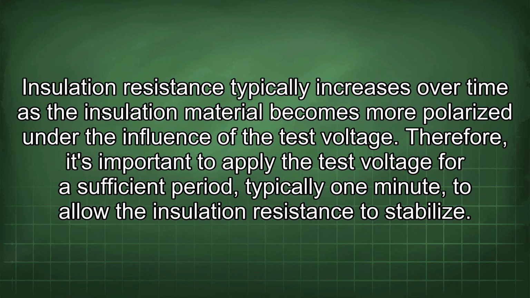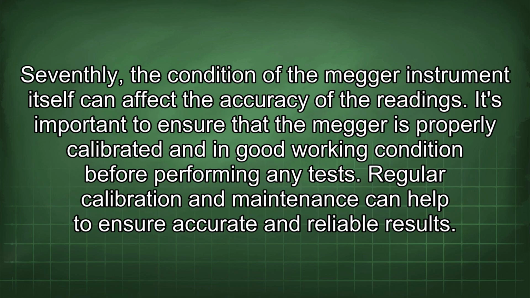Sixthly, the duration of the Megger test can influence the reading. Insulation resistance typically increases over time as the insulation material becomes more polarized under the influence of the test voltage. Therefore, it's important to apply the test voltage for a sufficient period, typically 1 minute, to allow the insulation resistance to stabilize.